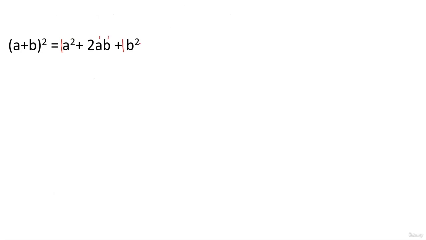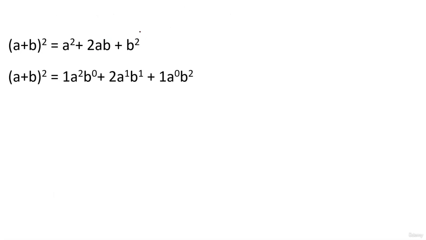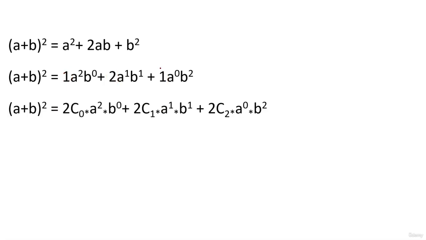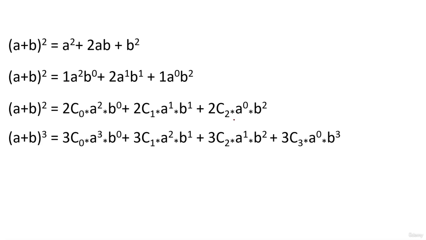Next, we observe that the value 1 here can be replaced by 2C0. The value 2 here can be replaced by 2C1, and the value 1 here can be replaced by 2C2, isn't it? So basically what I've done is I have replaced all the respective coefficients by binomial coefficients, right? Something similar you can observe for (a + b) the whole cube also, guys.